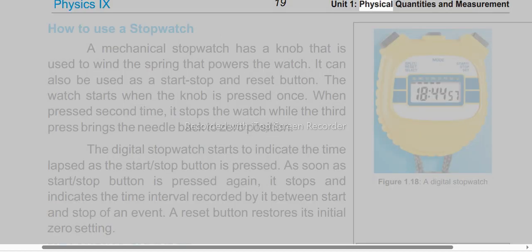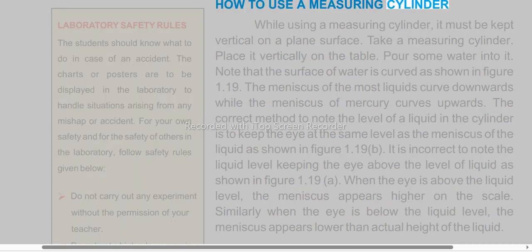Figure 1.19. A. Wrong way to note the liquid level, keeping eye above liquid level. B. Correct position of eye to note the liquid level, keeping eye at liquid level. Physics 9, Unit 1, Physical Quantities and Measurement. How to use a measuring cylinder.